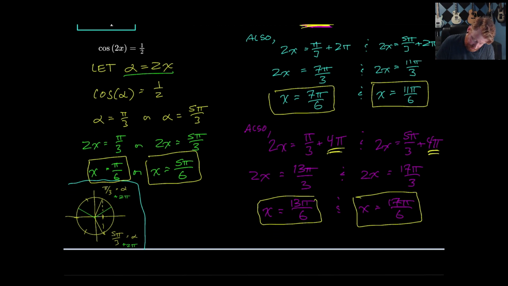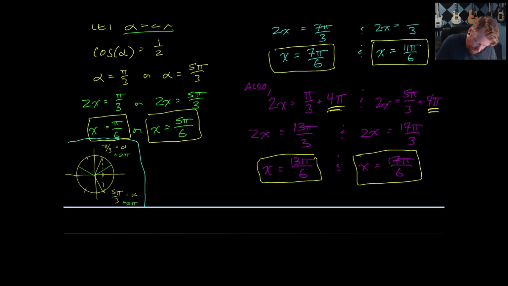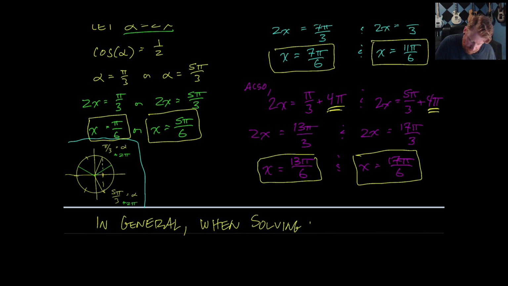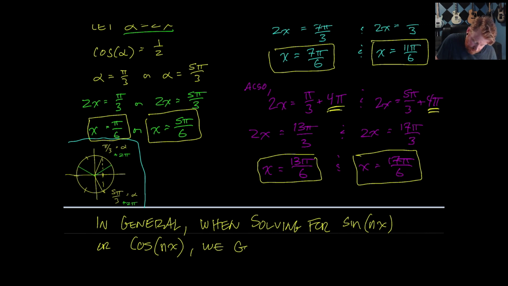So I will just say, in general, I'll use this little space at the bottom here. In general, when solving for sine of nx or cosine of nx, we must go around the unit circle n times.